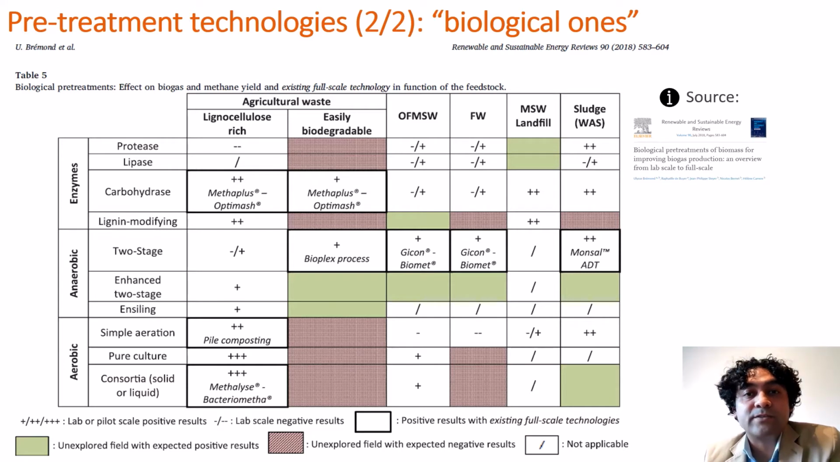This table gathers the effect of each biological pretreatment on methane yield as a function of the feedstock. Enzymatic pretreatments can be interesting in the case of agricultural waste, municipal solid waste, landfill, and sludge. Agricultural wastes already have full-scale commercialized enzymatic cocktails displaying positive effects on methane yields. Application of these cocktails in the landfill lixiviate recirculation system is another promising topic, still at research scale.